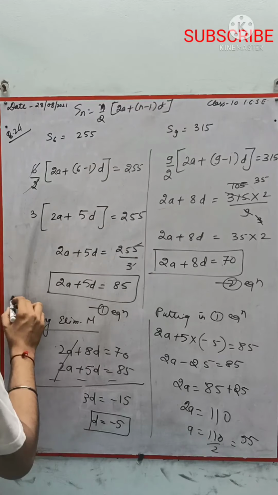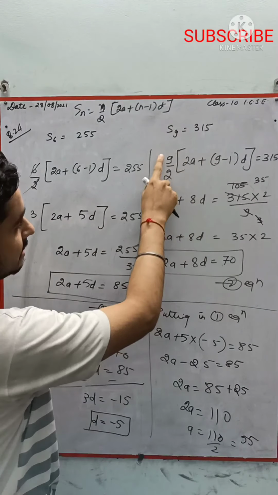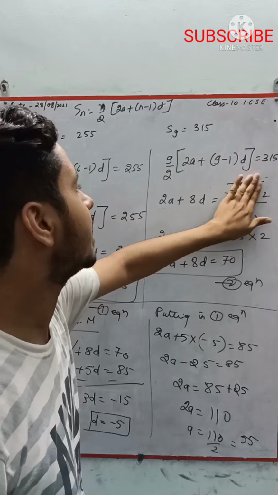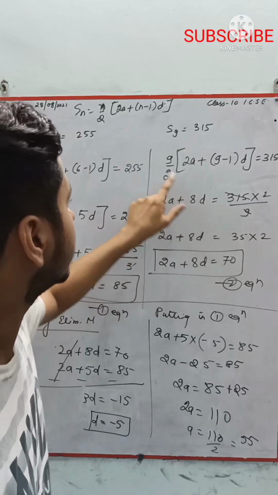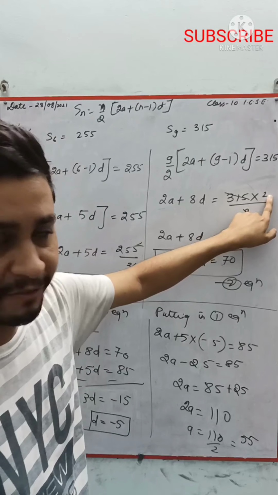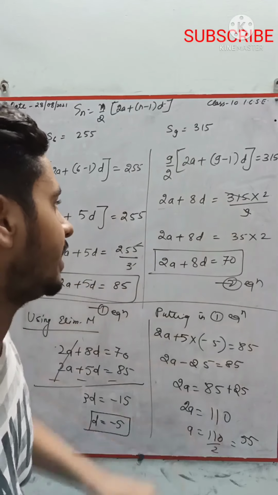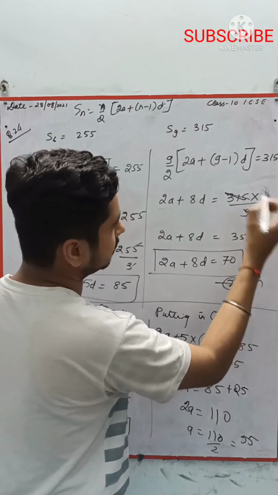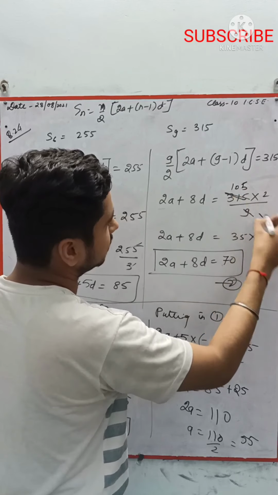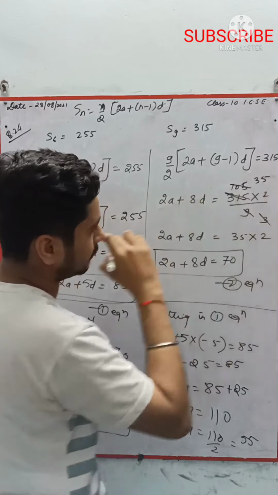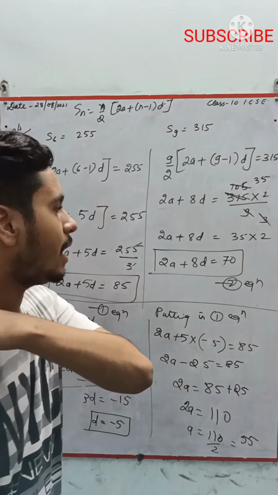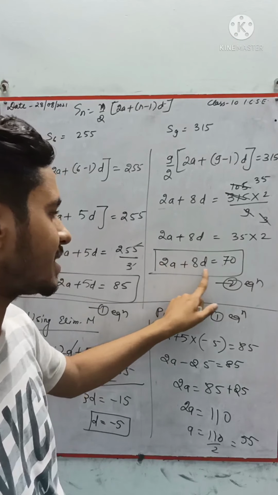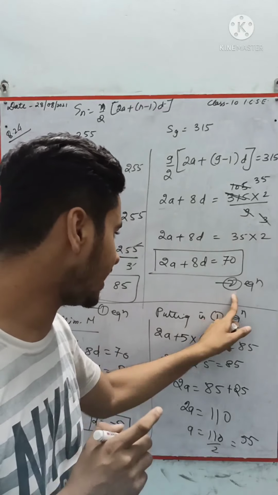Now coming to the other one, we have S9. S9 means 9 upon 2 bracket 2a plus 9 minus 1 into d is equal to 315. Now if you can see here, this 2 can be taken to the other side, which I have taken in the next step, and 9 in the denominator. 9 can be easily cancelled with this 315. First of all, with the 3 it will be 105. With this 3 it will be 35. So 35 into 2. Now 2a plus 8d is equal to 35 into 2. 35 into 2 is 70. So 2a plus 8d is equal to 70. Keep this as the second equation.